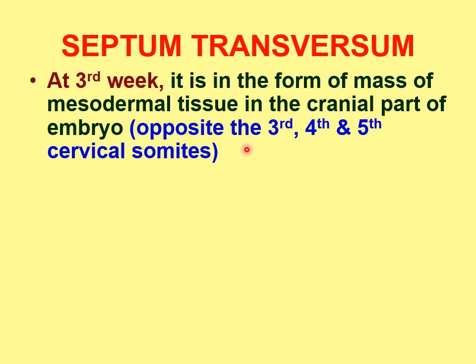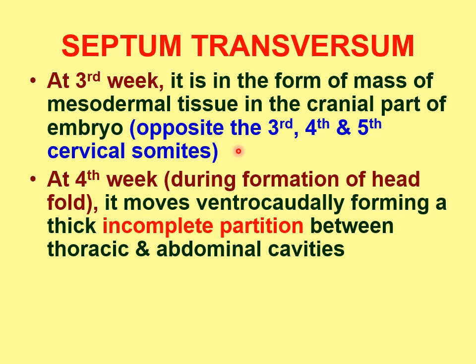And then at the third week, initially this is a semicircular shelf-like partition which is separating the pericardium above from the midgut below. So actually you can easily say that this is separating the heart from the growing liver below. So that is a septum transversum. Actually the liver tissue also develops in septum transversum. You will study in the development of GIT.